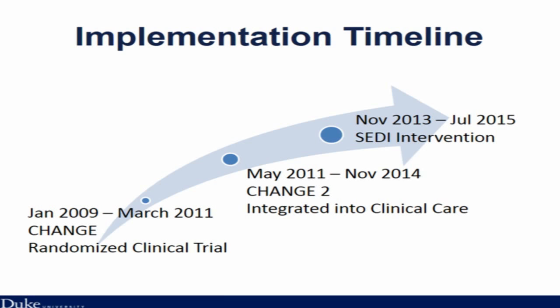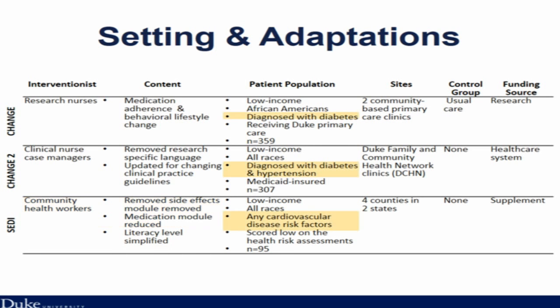But what ended up happening was the randomized clinical control trial that we would typically do didn't work. But then we moved to Change 2, which was actually Medicaid, and then SETI was a Medicare project. So here, let me show you. So the differences that happened, if you look at Change, we had our nurses doing it in a structured, standardized way. We limited to only those that were diagnosed with diabetes. These were in 2 primary care clinics.